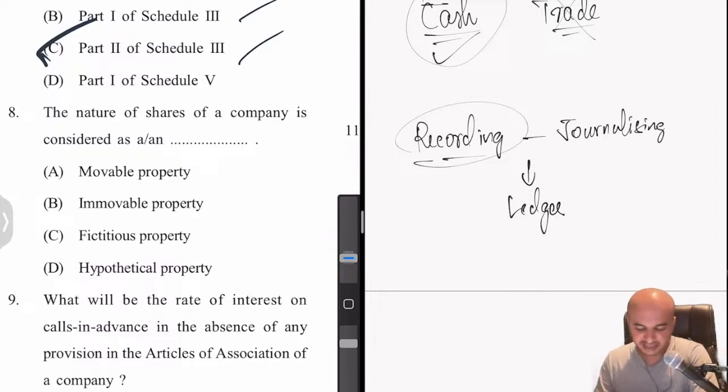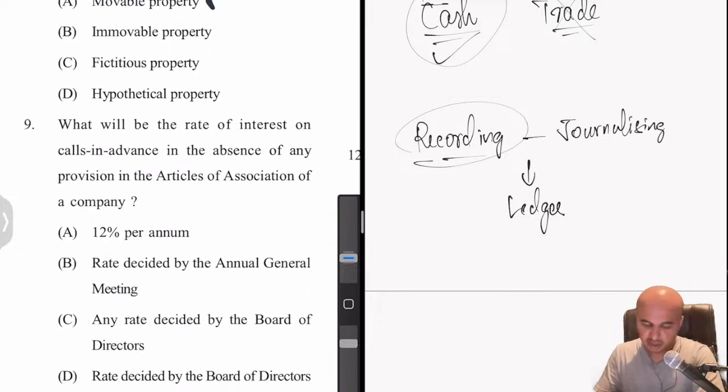The nature of shares of a company is considered as dash: movable property, immovable property, fictitious property, hypothetical property. This is easy, especially if you have studied the Sale of Goods Act. This in fact appears as a definition in the Sale of Goods Act. There they have very specifically mentioned that even shares and stocks of a company will be considered as movable property. So therefore this is a movable property.